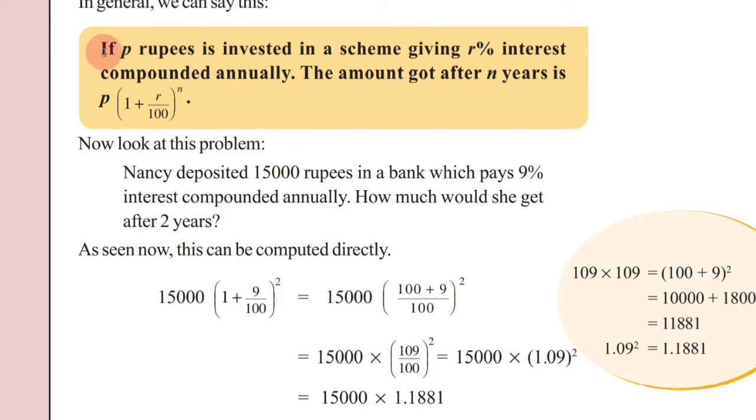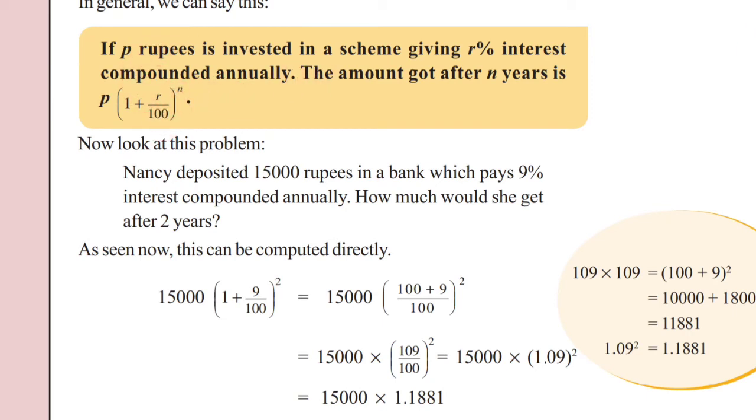See, if P rupees is invested in a scheme giving R percentage interest compounded annually, the amount got after n years is P into 1 plus R by 100 raised to n. Okay, so this is the equation to find out the compound interest. It is an easy equation. We have a lot of steps, and to reduce the steps, we have an equation.